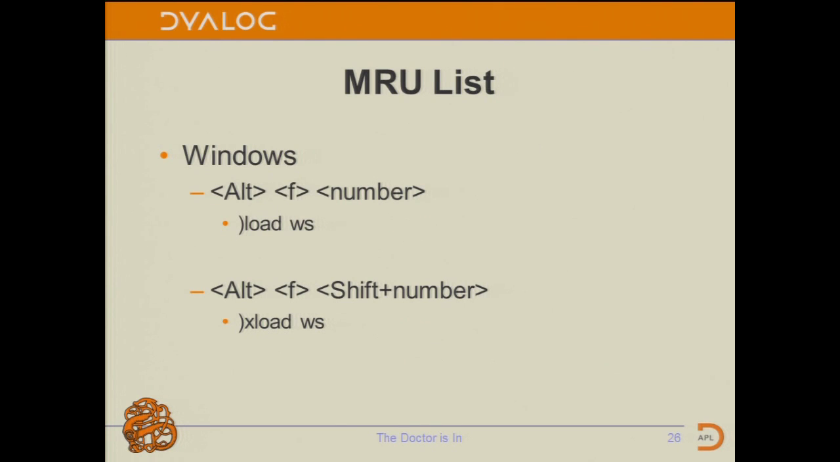If you do Alt F and a number in the Windows version of Dyalog APL, it will effectively do a paren load of the workspace that appears in the MRU list as that number. So Alt F1 will load your most recently loaded workspace. Alt F Shift 1 will X load the workspace, so it doesn't execute the latent expression.